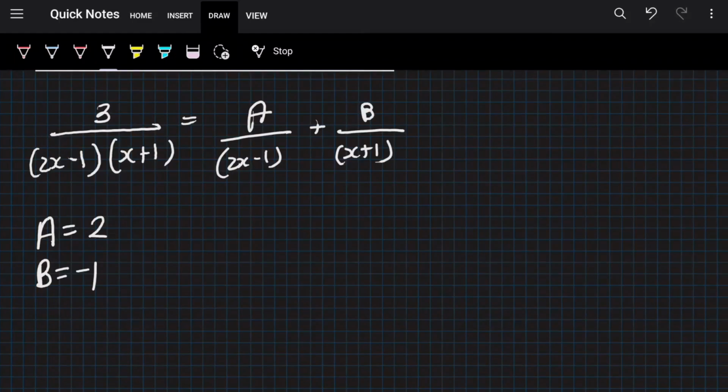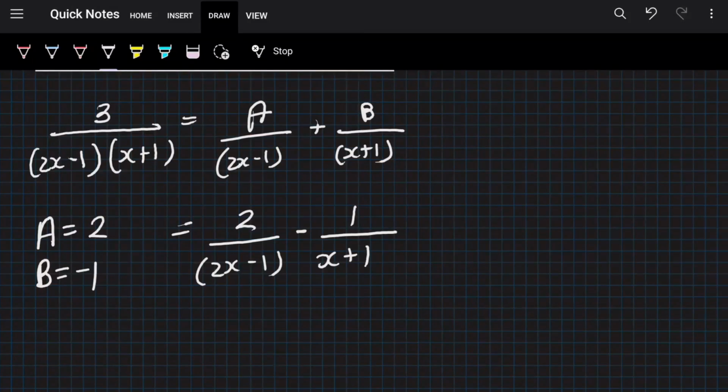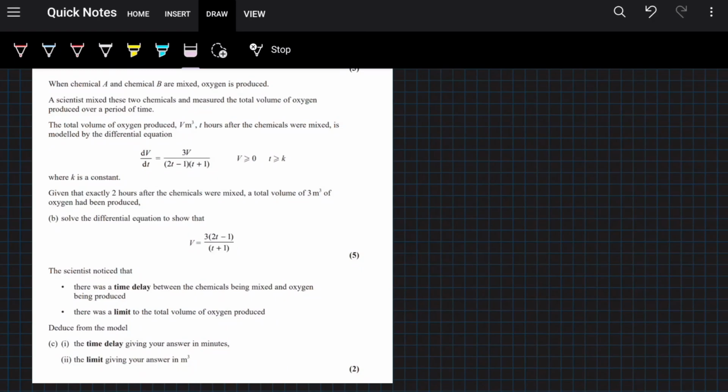So now, instead of A we write 2 over (2x minus 1), and instead of B we write minus 1 over (x plus 1), and that's the answer to part A. Let's answer part B.